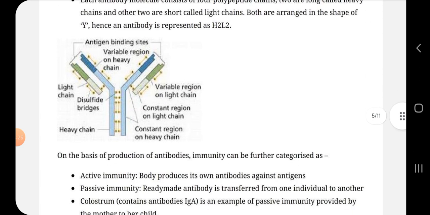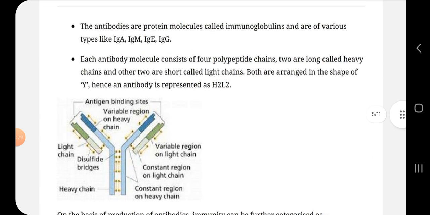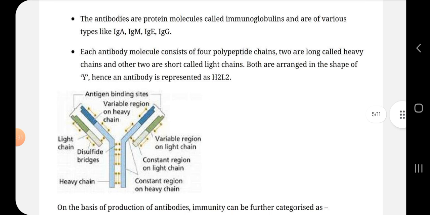This is the structure of an antibody. Antibodies are the protein molecules called immunoglobulins, and are of various types like IgA, IgM, IgE and IgG.